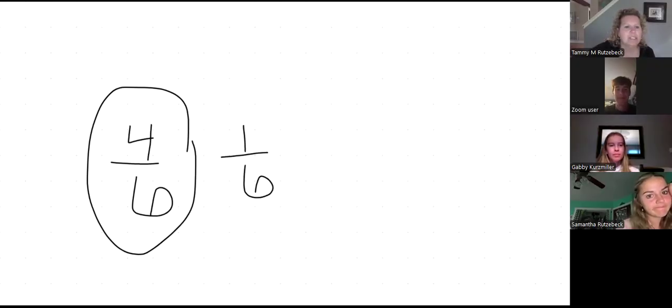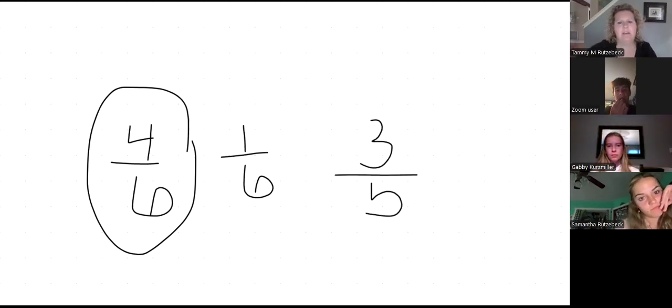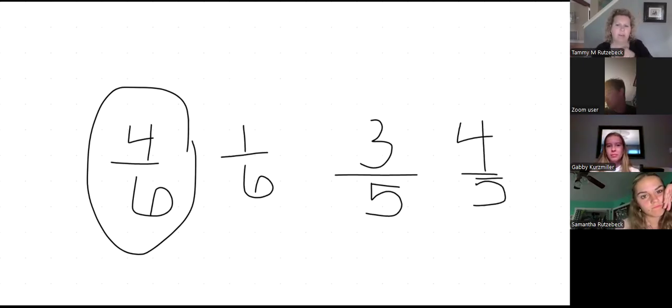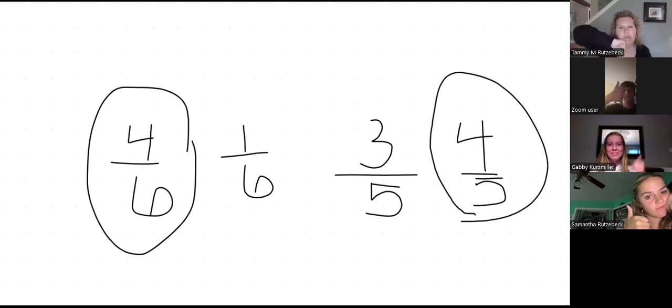Okay, let's go ahead and let's do 3/5 and 4/5. Okay. Gabby, can you go ahead and circle which one is the larger out of 3/5 and 4/5? Okay, thumbs up if you agree with Gabby, thumbs down if you do not. Awesome. Good job, guys.